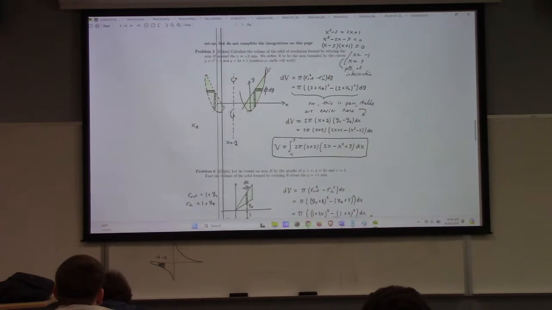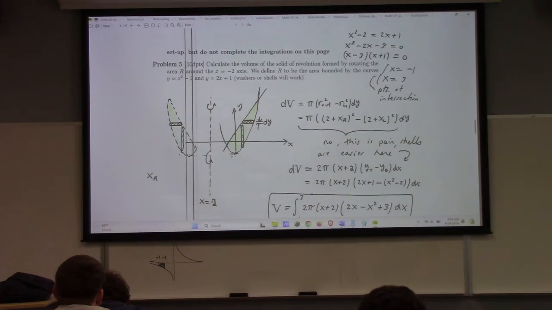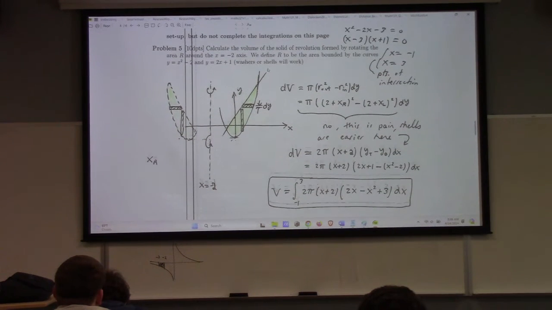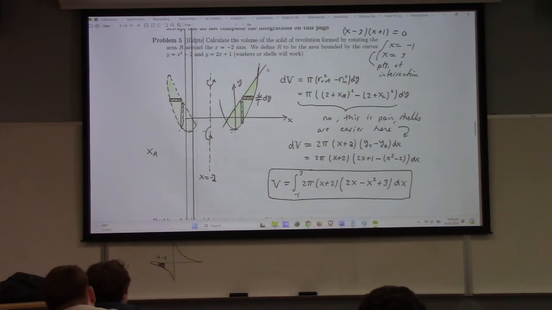This one here, I started to set up the volume of revolution for the region bounded between the parabola, which opens up, and that line. I got about that far into it. I found points of intersection at x equals minus 1 and 3.